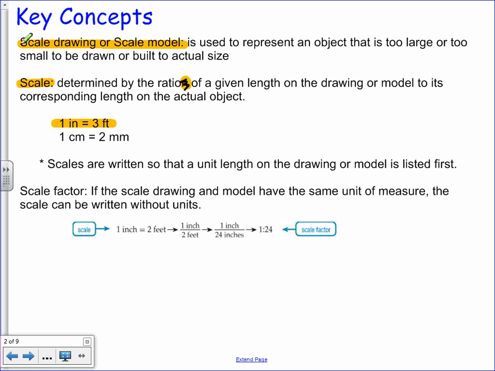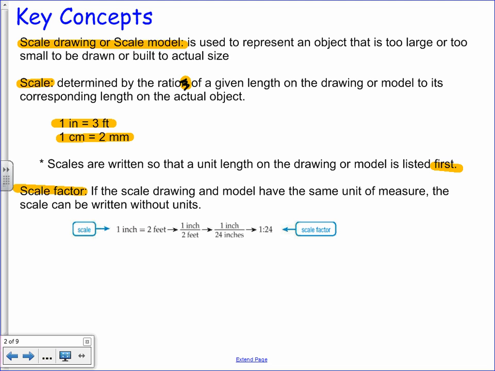So in this case, we're looking at something that's really small. So 2 millimeters, something really, really tiny, is going to be equal to 1 centimeter, something a little bit bigger and a little bit easier to see. So scales are written so that a unit length on the drawing or model is listed first. And then we've got scale factor. If the scale drawing and model have the same unit of measure, the scale can be written without units.